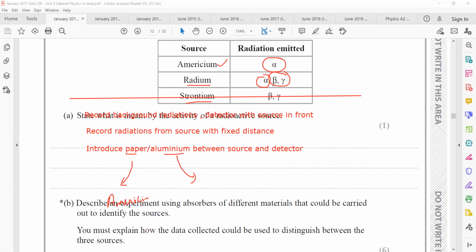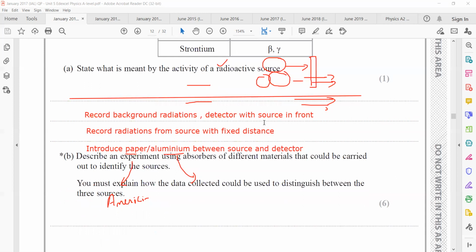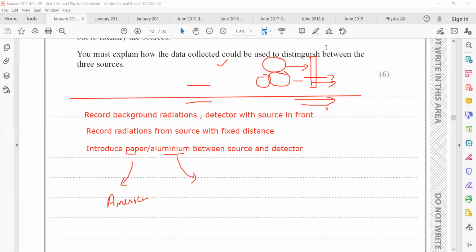And when we place an aluminum, basically the paper can simply be used to distinguish between them, because when I place a paper, this will reduce to background, this alpha will be stopped, but beta and gamma are able to pass. And for this one, strontium, there is no change with the paper. Is this experiment clear, how to work out the type of the source from the radiation emitted out?